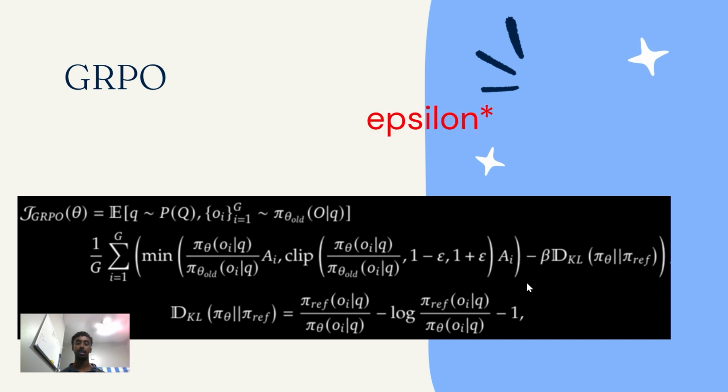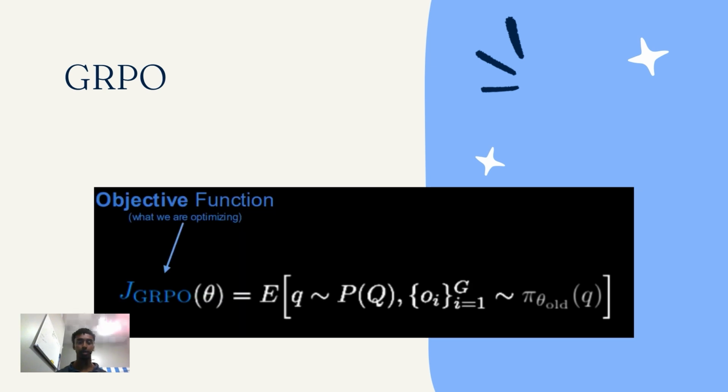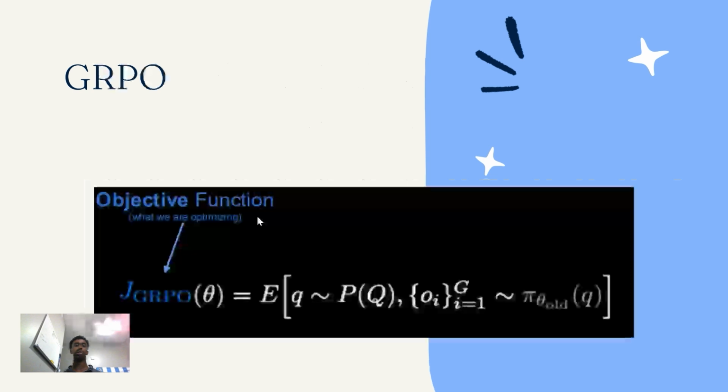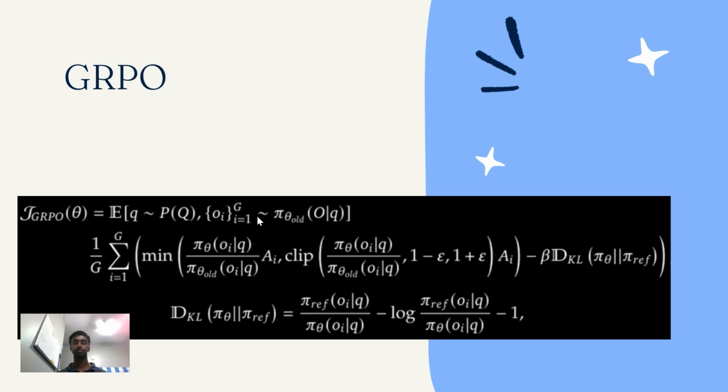However, you'll notice that our KL divergence term is being added at the end rather than prior and directly into the rewards. If we look back at our GRPO diagram right here, we notice that the KL divergence term is not going towards the computation of the reward, but directly back into the policy model. So it's just acting as a regularization term.